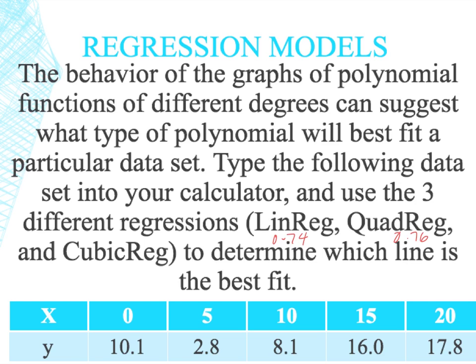And lastly, I want to do cubic reg. So stat, calc, cubic reg, calculate, and I get 0.99. So actually cubic reg is our best fit here, and so that's great. Okay, so those are the different types of models, and so what that basically means is that these points better fit a cubic function than they do a linear function or a quadratic function.